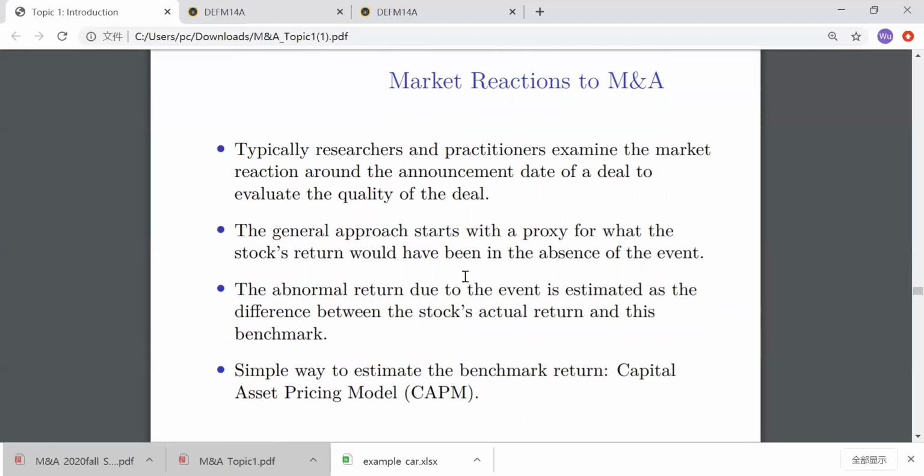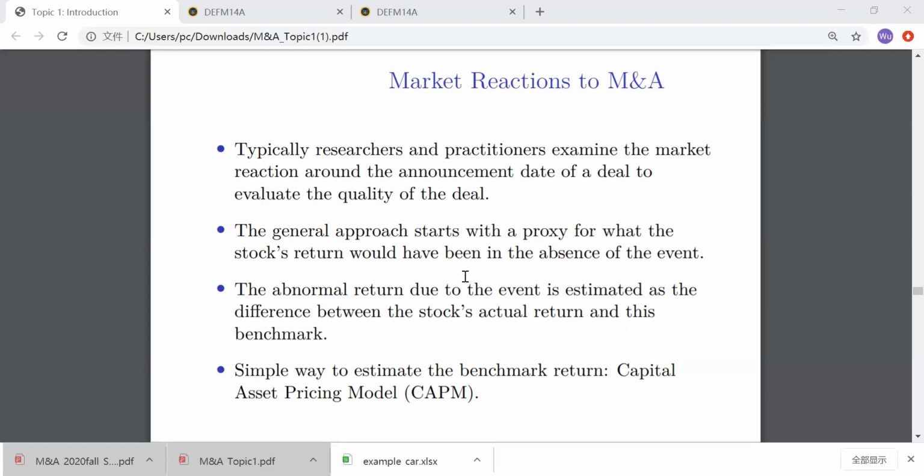Now, finally, before we move on to talk about historical trends on merger, I will teach you one way to evaluate the market reactions to mergers and acquisitions. The most important criterion for saying whether the merger is good or not, or whether the merger is welcomed by the shareholders, by the investors or not, is to look at the market reaction. Typically, we examine the market reactions around the announcement date of a deal to evaluate the quality of the deal.